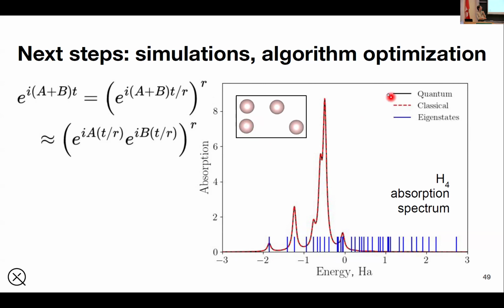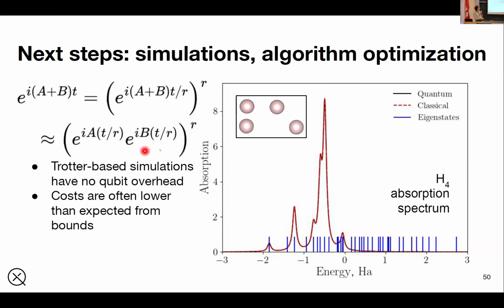The nice agreement between the classical and the quantum results is telling us that the algorithm is benchmarked and it makes sense. And the simulation is being done using Trotter-based methods, not qubitization. The advantage of this is that there's no qubit overhead. So if you need 30 qubits to describe the system, that's all you need. We know that Trotter-based methods often have a reputation for being quite expensive, but this is typically based on analyzing them with asymptotic bounds. When you actually go ahead and do empirical simulations of the algorithm, you figure out that you need quite a bit fewer gates than you were expecting.